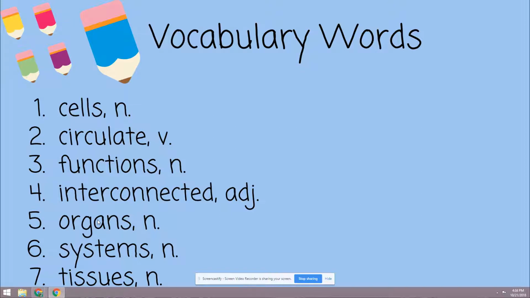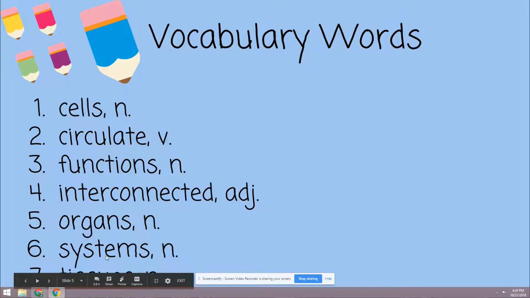Number 5 is the word organs. Organs is a noun. Major parts of the body formed by many tissues that perform specific functions. An example might be Tobias donated one of his organs, a kidney, to his cousin Paul in order to help Paul's body function better.